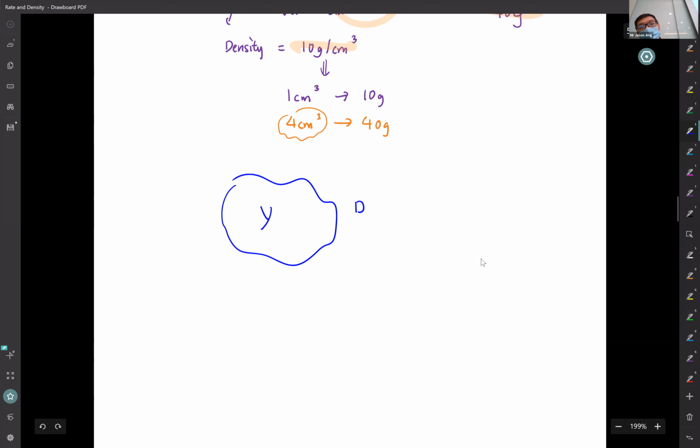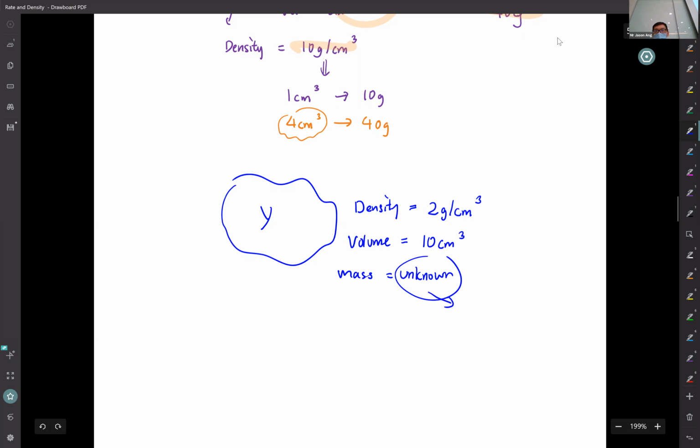Okay. I know the density. The density is actually 2 grams per cm cube. And I also know the volume. The volume is actually 10 cm cube. This is the mass that we do not know, and I want you to find this unknown mass. What would this be? I pause the recording here. Think about this now. Okay, very good. All of you give me the right answer. The answer is 20 grams.